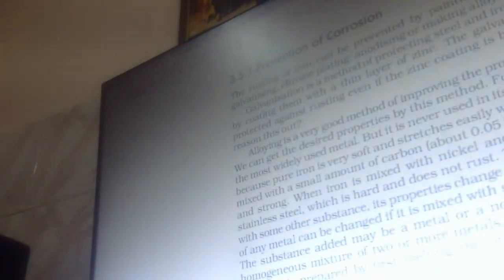Rusting and prevention. Rusting of iron is prevented by paint, oiling, greasing, carbonization, chrome plating, and making alloys, or zinc coating. Even if the zinc coating is broken, it still protects. Okay, alloy.